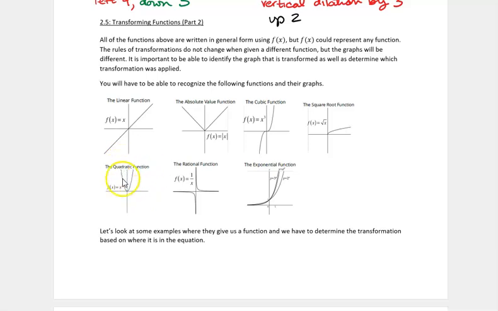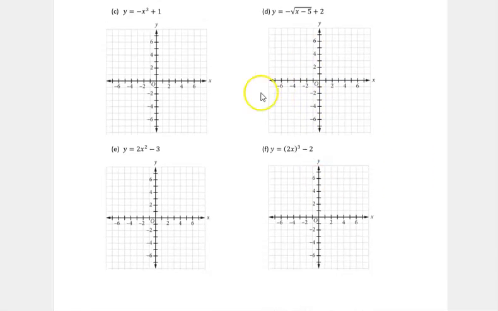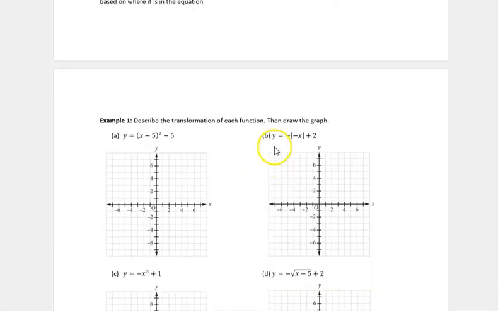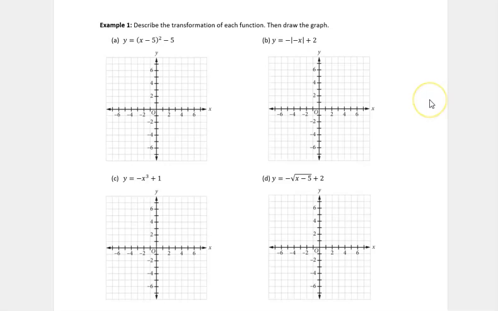Quadratic, there's your parabola. Rational, and then exponential. And we're going to do less with our rational and exponentials today. So we're not getting quite there yet, but we will eventually. And so you still want to know what they look like. So let's transform specific functions. First, we're going to describe the transformation, and then we're going to draw the graphs.